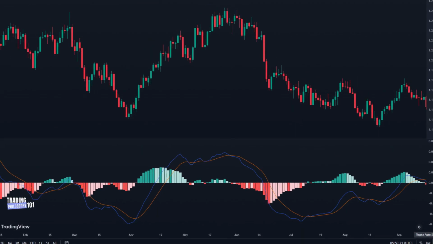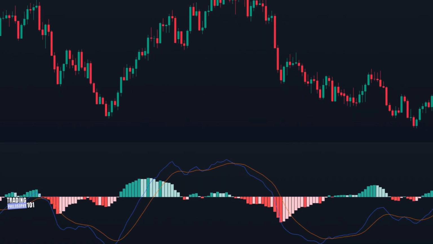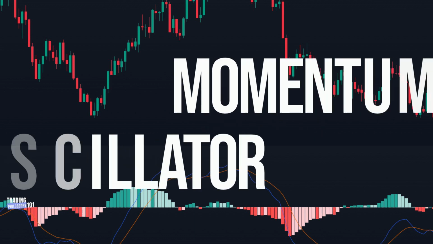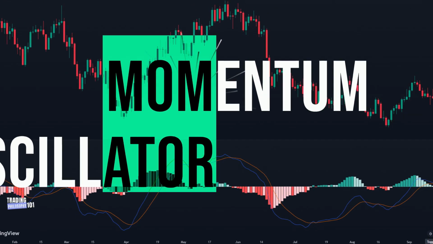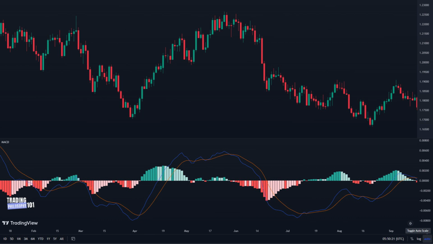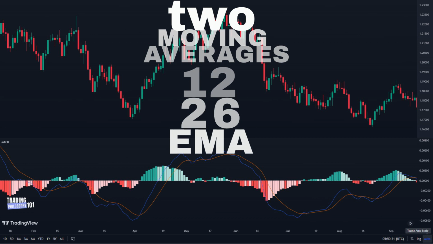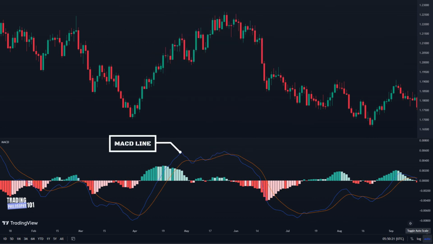So before we dive into using the MACD indicator, let's briefly understand what the MACD is. The MACD, or Moving Average Convergence Divergence, is a momentum oscillator that shows the relationship between two moving averages by plotting two lines along with a histogram. The two moving averages are the 12 and 26 period exponential moving averages. The two lines are called the MACD and signal line. The MACD line is the difference between the 12 and 26 period EMA, while the signal line is the 9 period EMA of the MACD line.